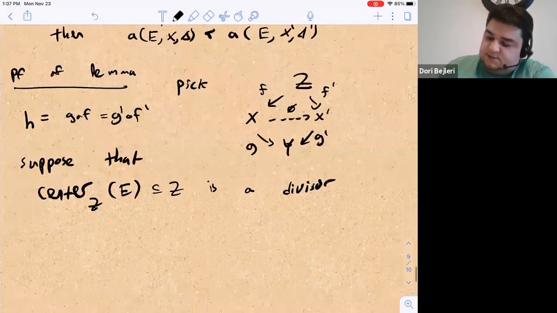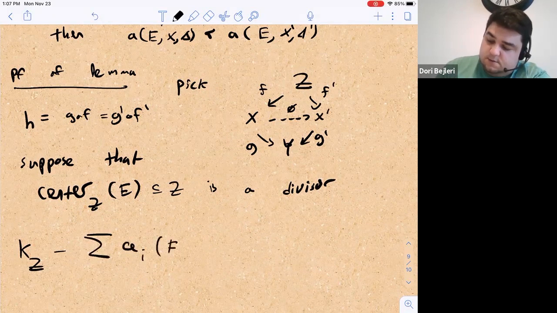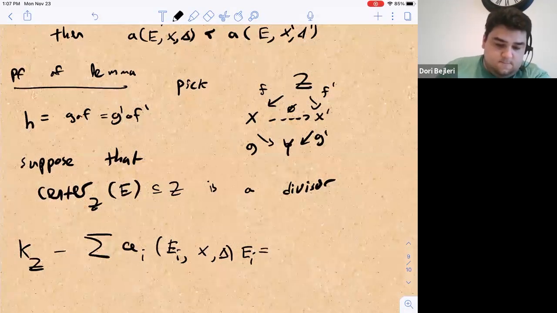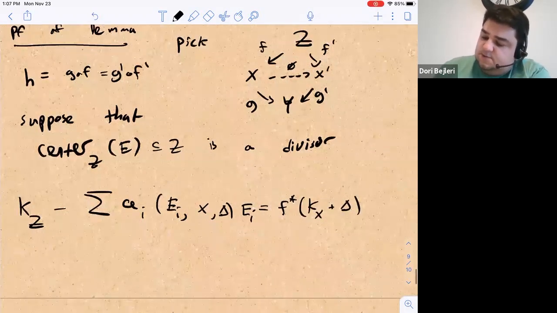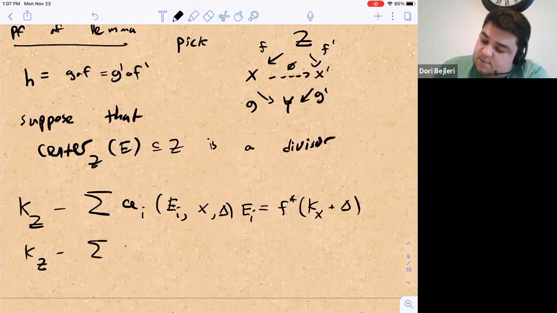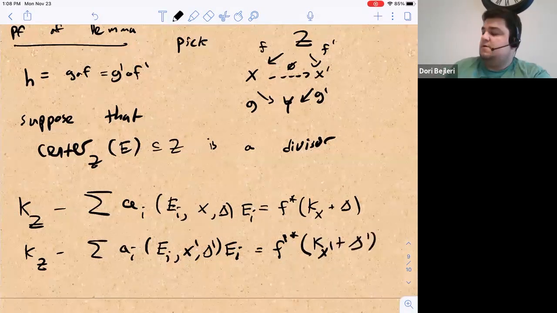And now let's just compare discrepancies. If we look at discrepancies for X and Z, we get that KZ minus the sum of discrepancies times E_i is equal to the pullback of KX plus delta, and similarly KZ minus the sum of the discrepancies for the primes is equal to the pullback of KX prime plus delta prime.